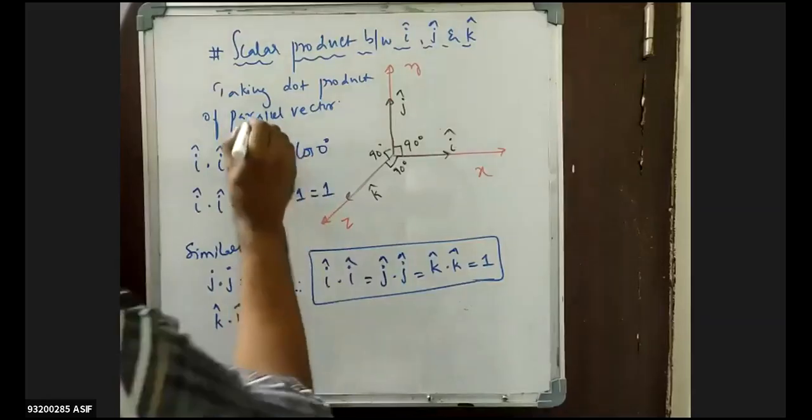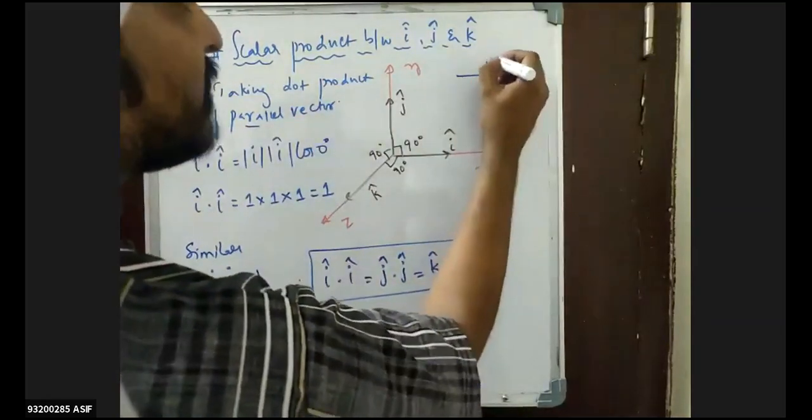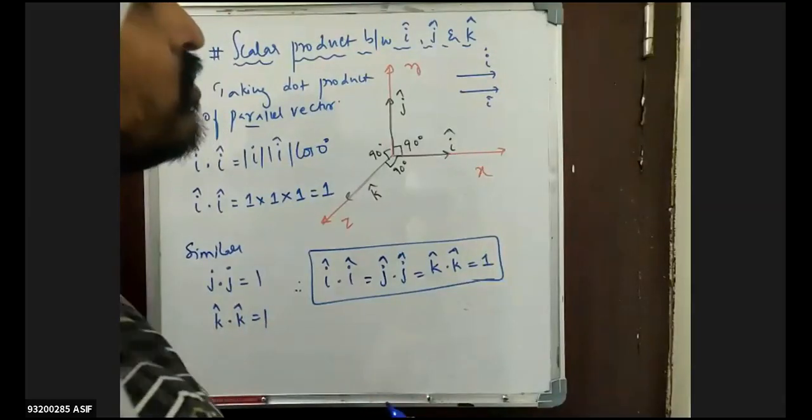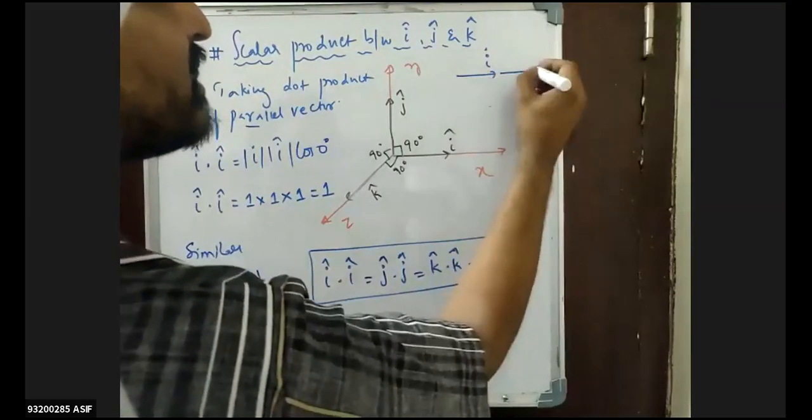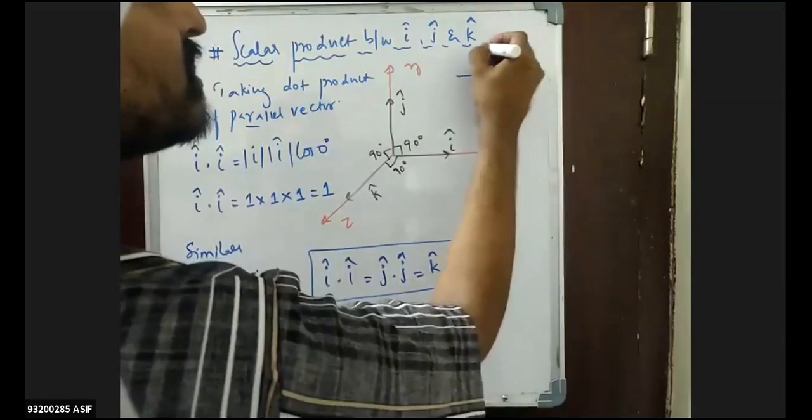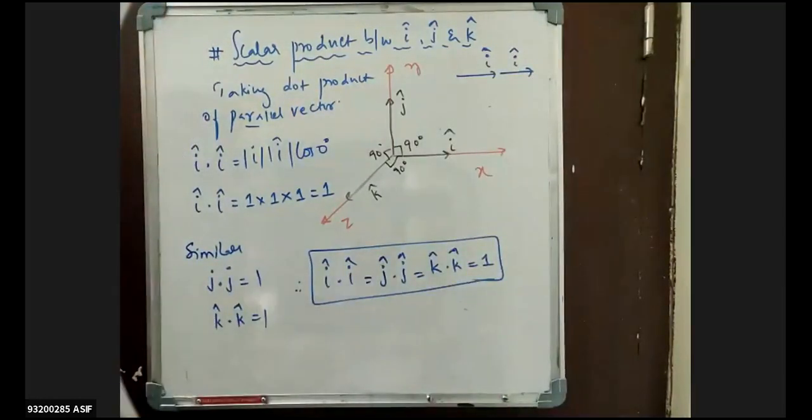Why did we take cos 0 degrees, sir? Parallel vectors, I told you. Parallel vector means this is i cap, and this one is also i cap. The angle between them will be how much? 0. Or even if you take it like this, the angle between them is 0, parallel vectors. Okay, next one.